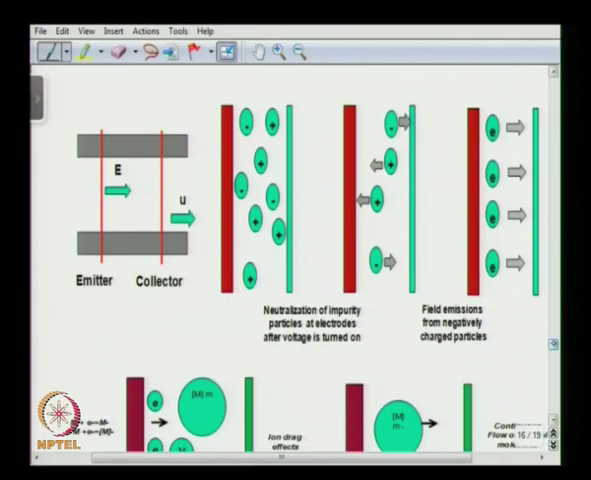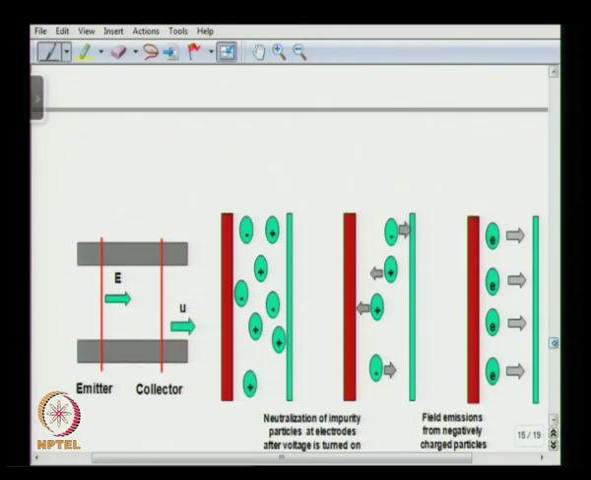So, we look at EHD pumping, electro-hydrodynamic pumping, which is different from electrokinetic pumping. Normally in electrokinetic pumping we use a relatively lower voltage as compared to what you use in electro-hydrodynamic pumping.